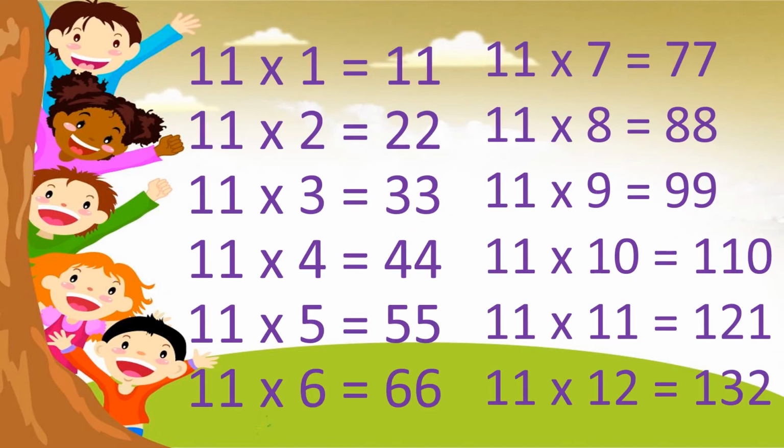11 times 1 is 11. 11 times 2 is 22. 11 times 3 is 33. 11 times 4 is 44. 11 times 5 is 55. 11 times 6 is 66. 11 times 7 is 77. 11 times 8 is 88. 11 times 9 is 99. 11 times 10 is 110. 11 times 11 is 121. And 11 times 12 is 132.